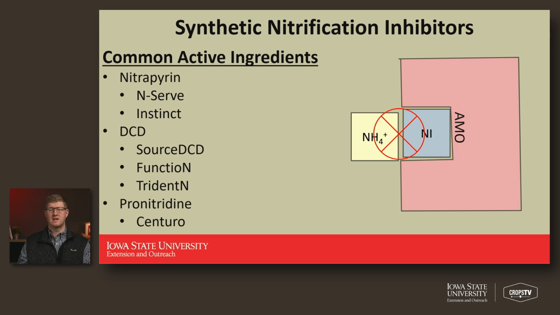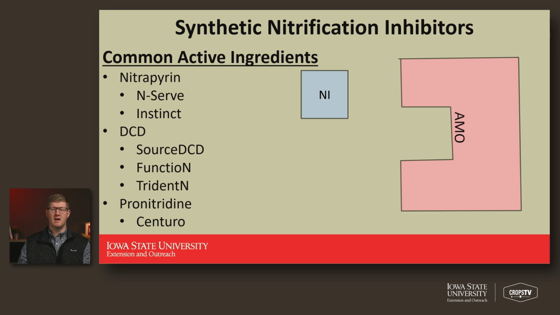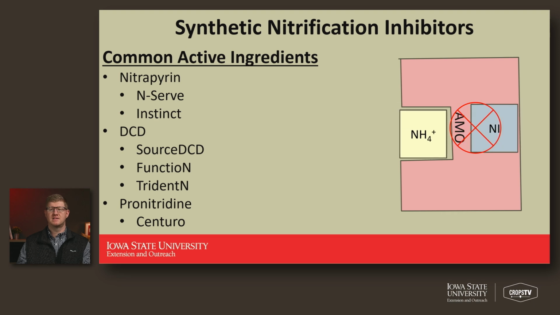The second mode of action is where the inhibitor product actually, for lack of a better term, infects the microbe, right? So it makes its way inside the microbe and it disrupts that AMO chemical that's inside of the microbe. So it makes it so that the microbe cannot activate that AMO enzyme. So in this case, the ammonium may still bind to the receptor site there on the microbe, but it's not going to be converted to nitrite because of that AMO enzyme being unable to activate.